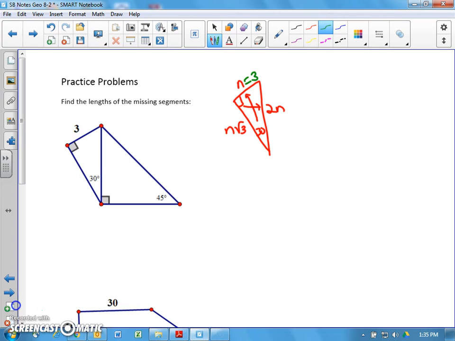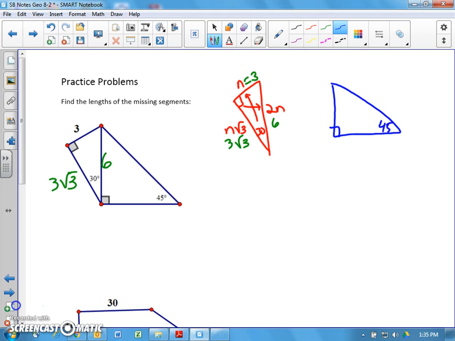So this one's not bad because they gave me my n value. So 2 times n would be 6, n times radical 3 would be 3 radical 3. So I'm going to go ahead and transfer that information over here. This is my 3 radical 3, and this side is 6. Well, since my triangle doesn't change, I can now pull off the second triangle.